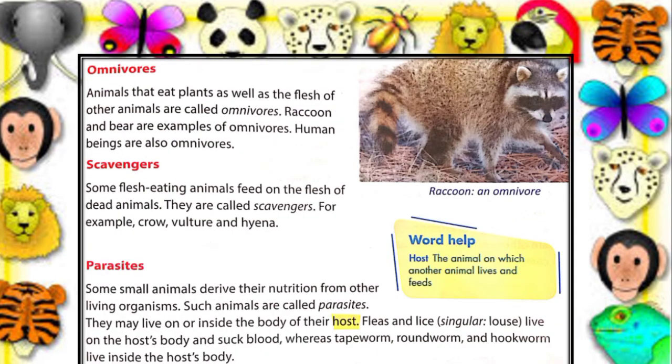Now let's understand about omnivorous, which is the third type of group. These are animals that eat plants as well as the flesh of other animals. Human beings are also omnivorous.